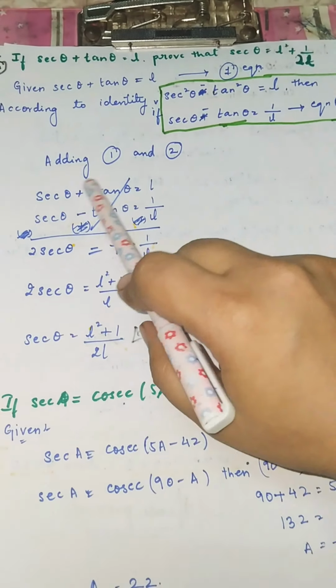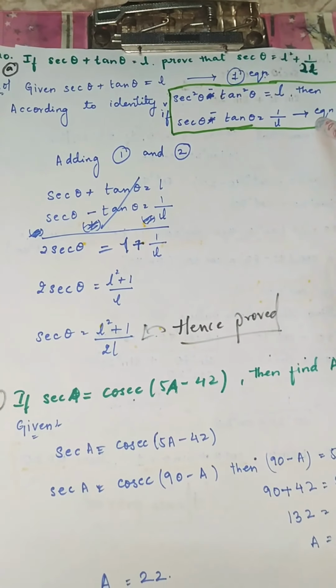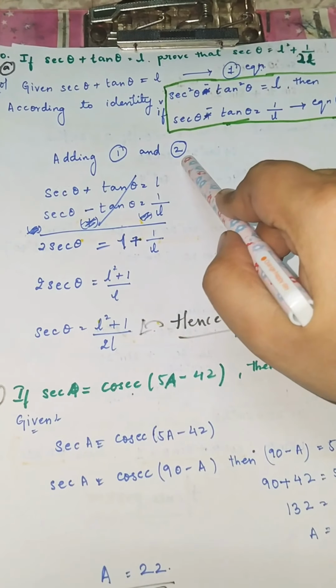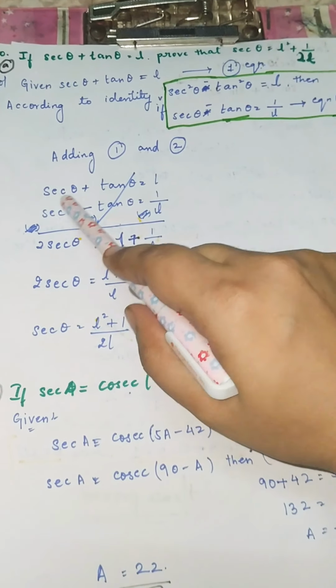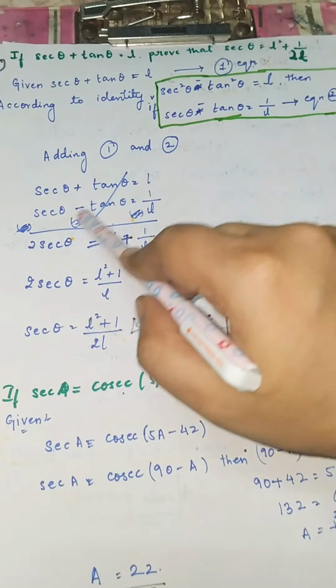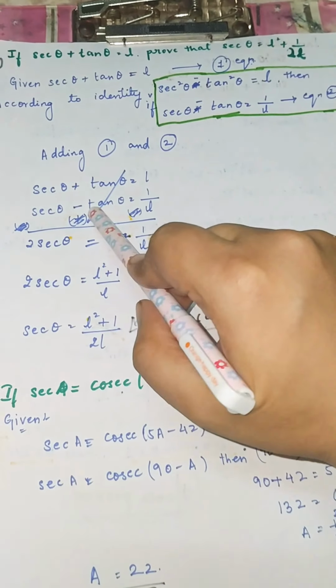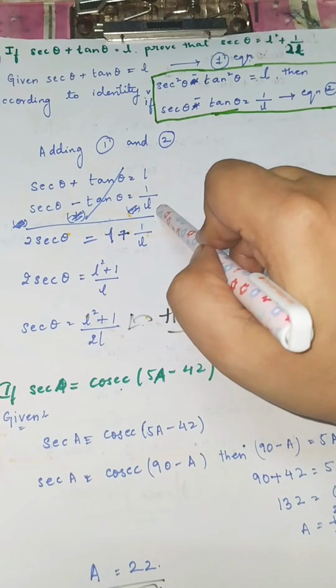Okay, now this is equation 1, this is equation 2. Now we have to add 1 and 2. What is the first equation? Sec theta plus tan theta is equal to L. What is the second equation? Sec theta minus tan theta is equal to 1 by L.